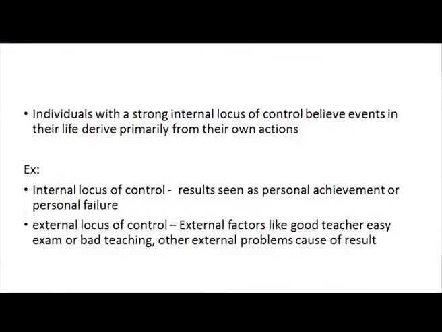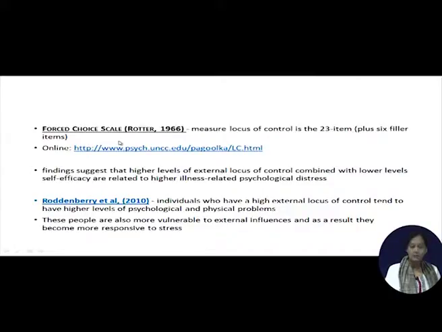Now, I will just show you the forced choice scale by Rotter in 1966. It is a very popular scale, and it is a 23 item scale with 6 filler items, just to check if it is a computer doing the test or if the person is randomly marking answers. And again, this test you can actually take up online. It is a very interesting scale, and you can identify whether you have an internal locus of control or an external locus of control.